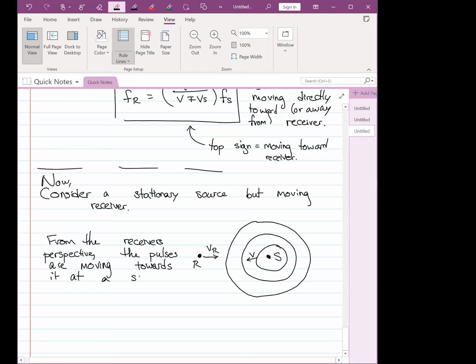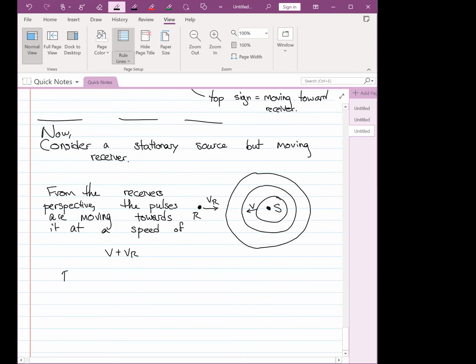At a speed of, well, this is a relative speed calculation. So it's just the sum, because they're moving towards each other at a speed of v plus v sub r. That's how fast the pulses are moving towards the receiver. Now, because the distance between the pulses is just lambda, the measured wavelength, the frequency detected by the receiver is related by v equals lambda f.